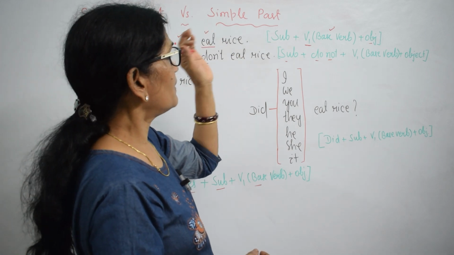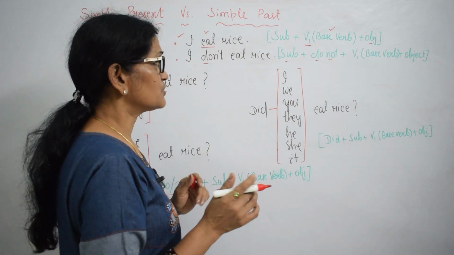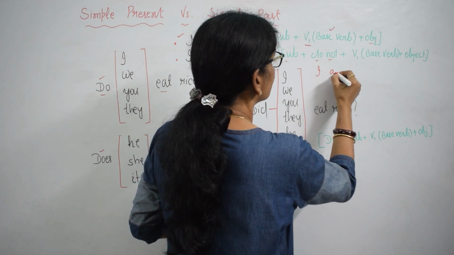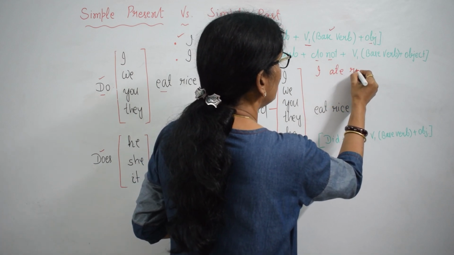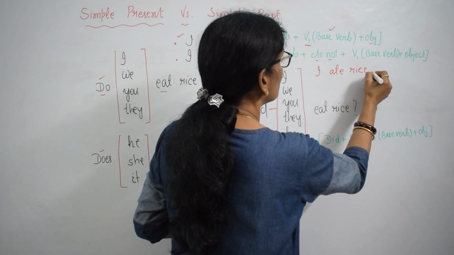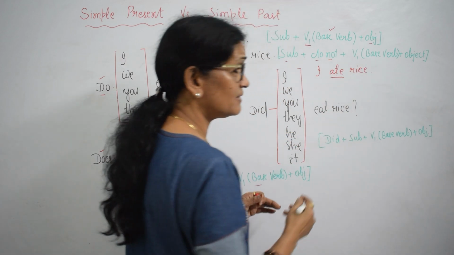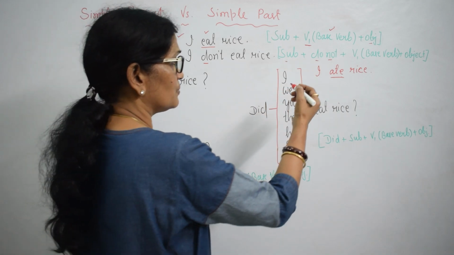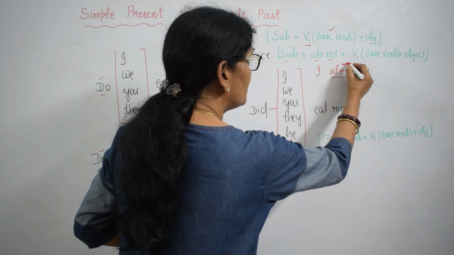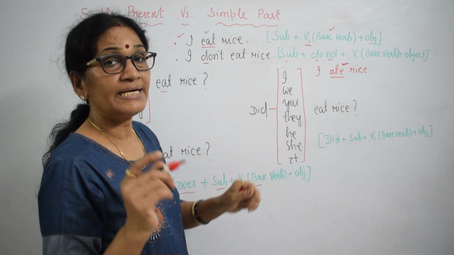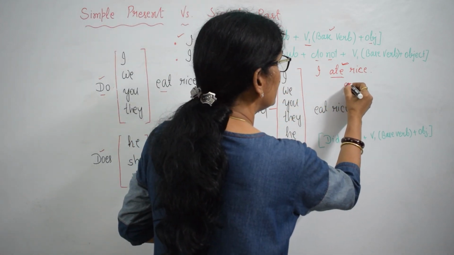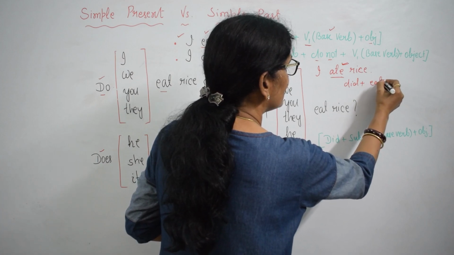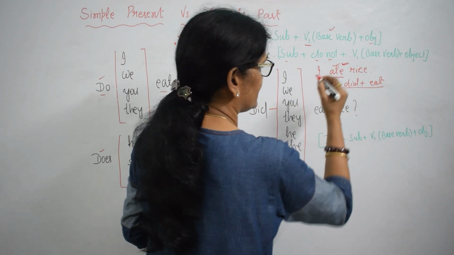Then come to simple past. For simple past, the sentence is I ate rice. I ate rice. Okay? Here the verb is in the V2 form. Okay? So what is the auxiliary verb that exists here? Did. Did plus verb 1 gives ate.